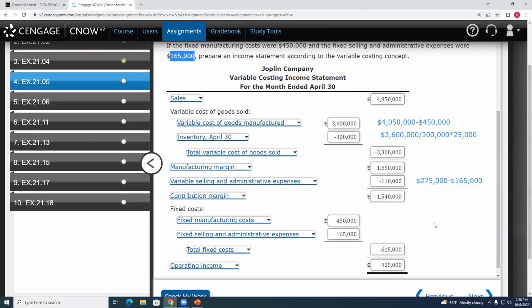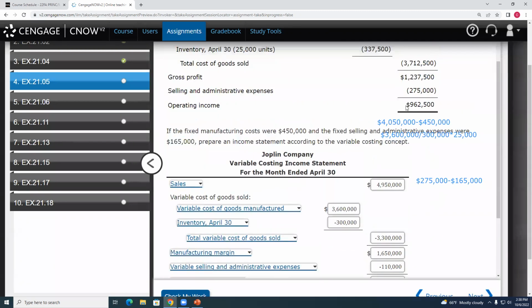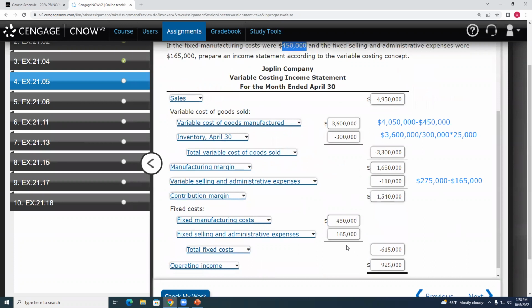And as we knew would be the case, that is lower than the income under absorption costing, because under absorption costing, we shifted some of this 450,000 in fixed costs to inventory, where on the variable costing approach, all 450,000 hits our income statement or is expensed in the period in which it's incurred.